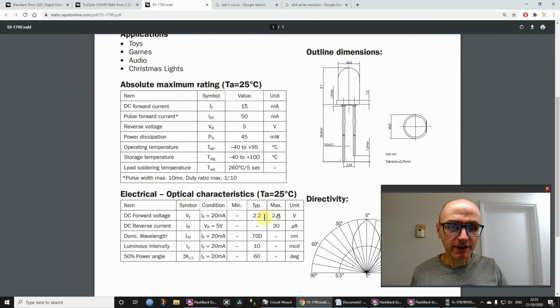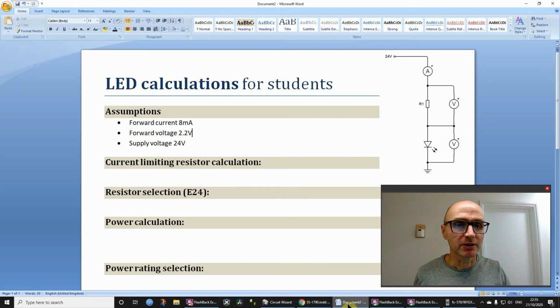Forward voltage is given as a typical value in this datasheet, typical 2.2 volts, maximum 2.8. So I'm assuming typical of 2.2. It gives you the forward current there of 20 milliamps. Well, look, maximum 15, so yeah, all right. It's not going to be these values exactly. Okay, so let's go back to our Word document.